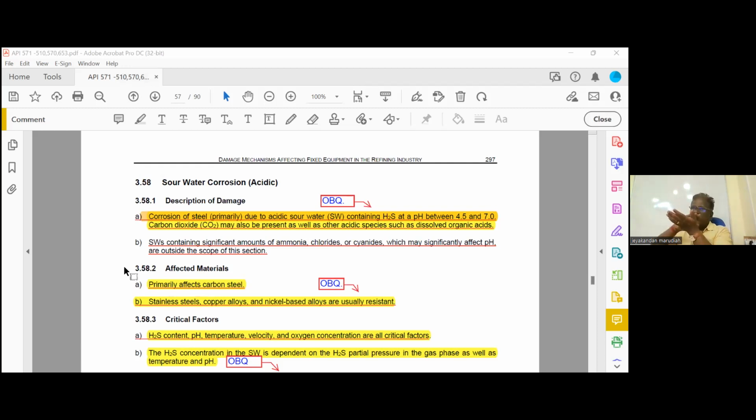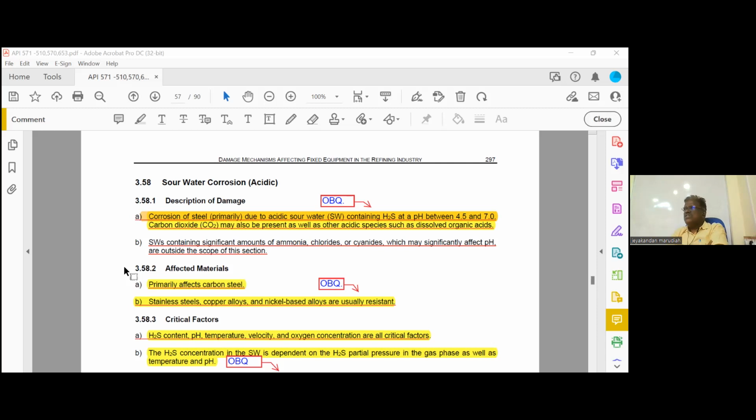If the iron sulfide layer is formed, the corrosion rate will reduce. It will protect from the corrosion. But if the iron sulfide is a thick layer, it will have pores inside, so it can cause pitting corrosion. Okay, generally it will affect carbon steel only. Generally, stainless steel and other metals are usually resistant.